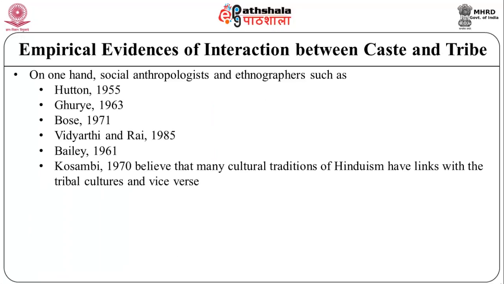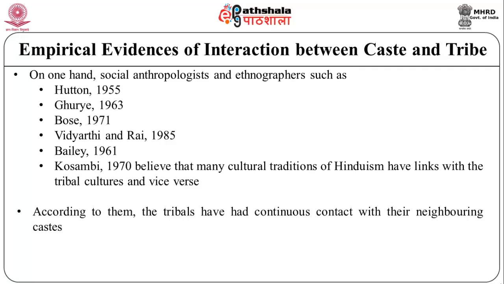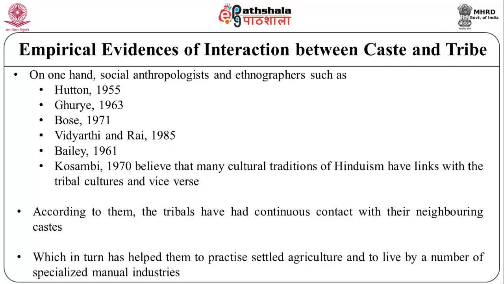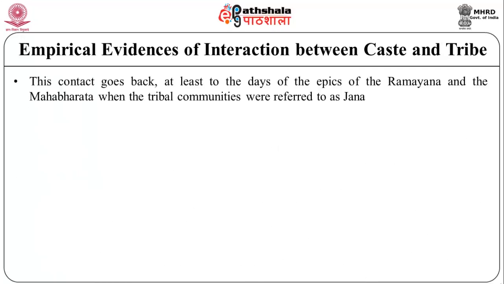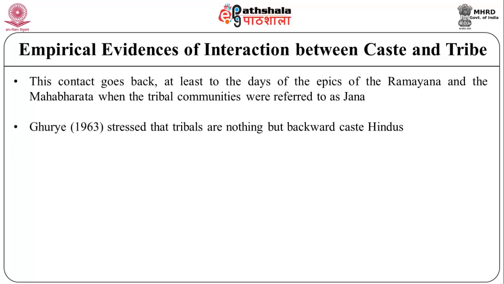Now, let us see some of the empirical evidence of interaction between caste and tribe. On one hand, social anthropologists and ethnographers such as Hutton, Ghurye, Bose, Vidyarthi and Rai, Bailey and Kosambi believe that many cultural traditions of Hinduism have links with the tribal cultures and vice versa. According to them, the tribals have had continuous contact with their neighboring caste, which in turn has helped them to practice settled agriculture and to live by a number of specialized manual industries. This contact goes back at least to the days of the epics, the Ramayana and the Mahabharata, when the tribal communities were referred to as Jana. Ghurye in 1963 stressed that tribals are nothing but backward caste Hindus.